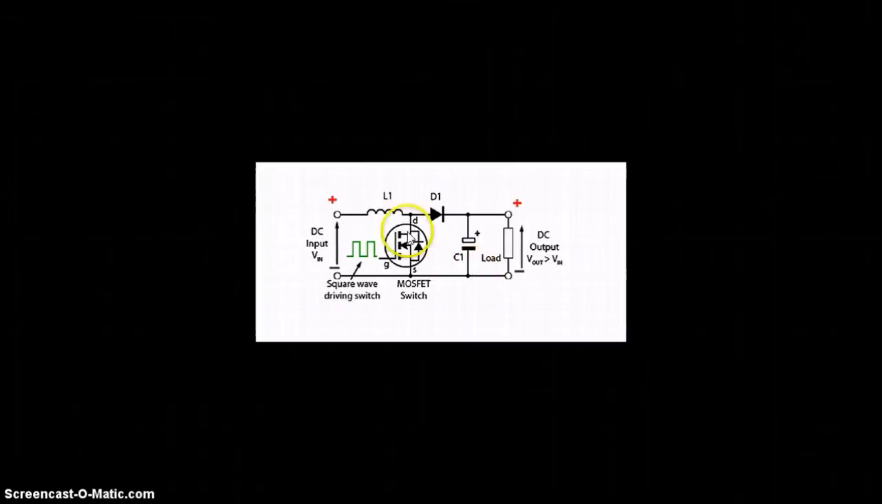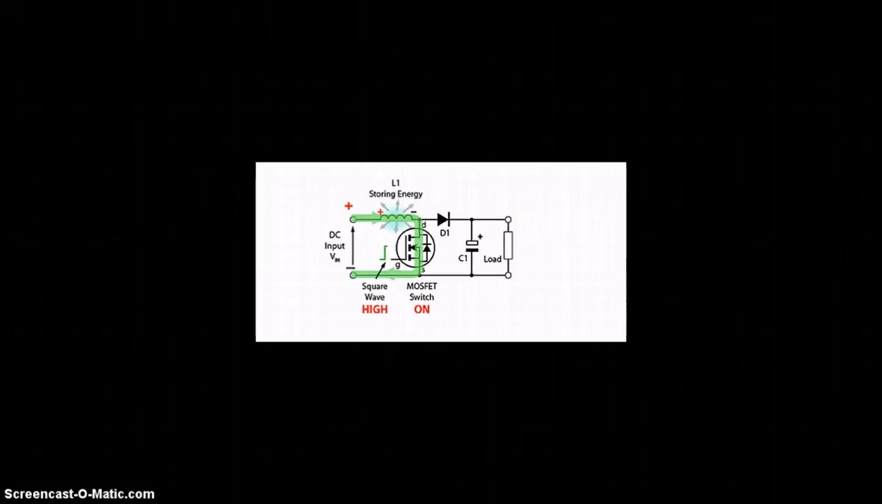We can see this is a MOSFET switch. This is an inductor. We have taken one more resistor in our simulation circuit, that is for the passive elements. This is the diode, capacitor, and output resistive load. And we are giving a square wave as the input, and what we need to get is an output greater than the input.